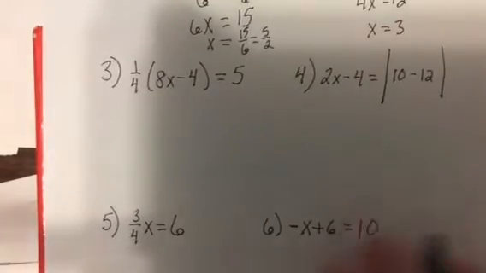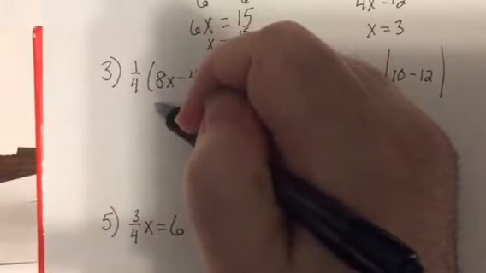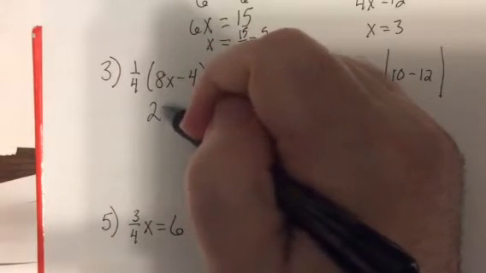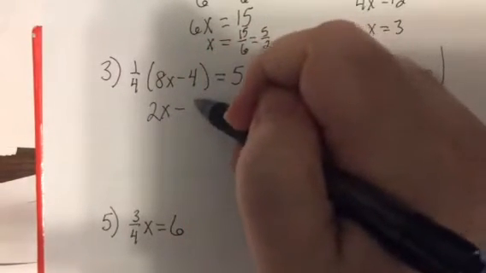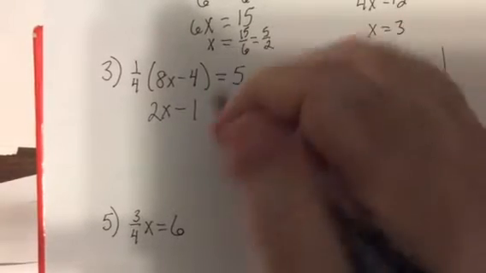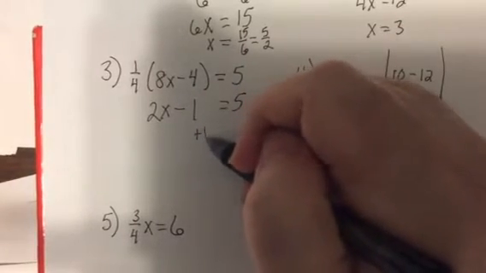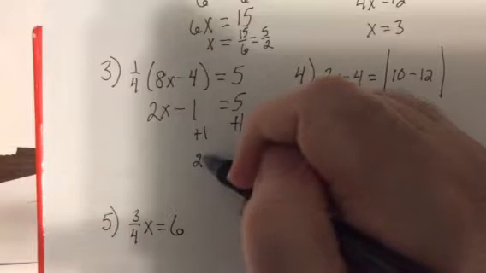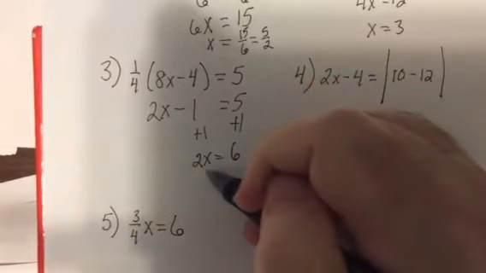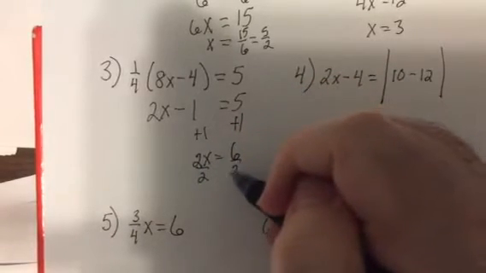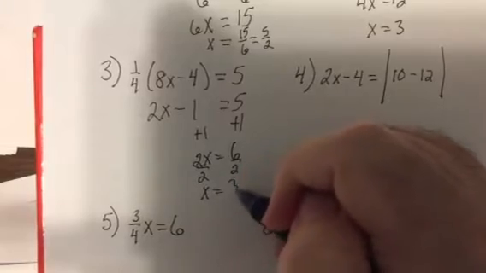So easy peasy. Hey, distribution again. So 1/4 of 8 is 2x. 1/4 of 4 is 1. So add 1 to both sides. 2x equals 6. And then do the reverse, divide by 2.